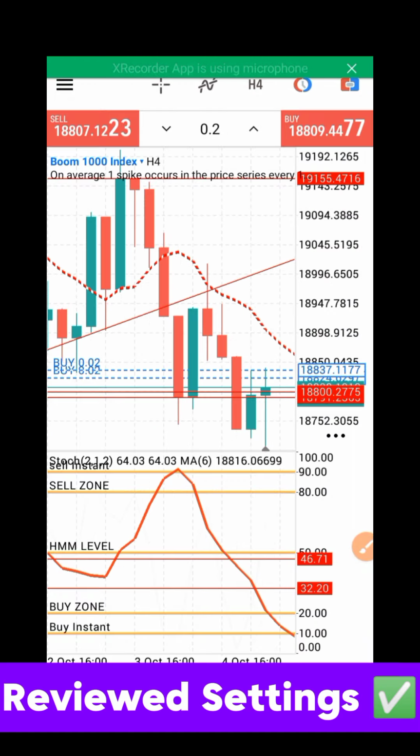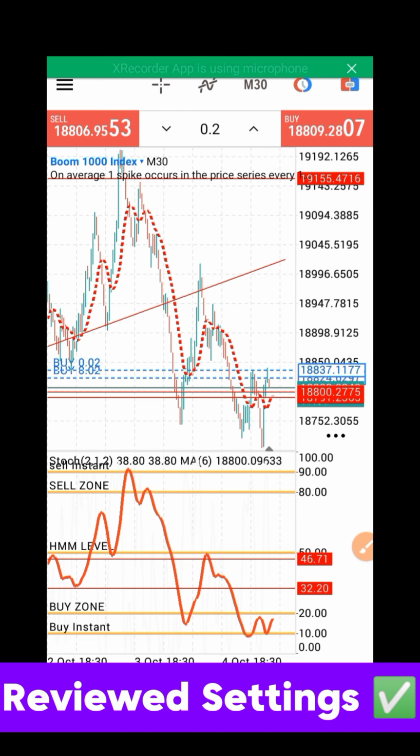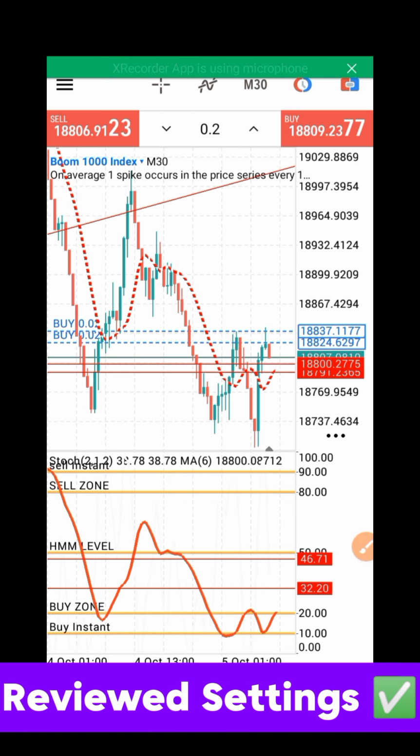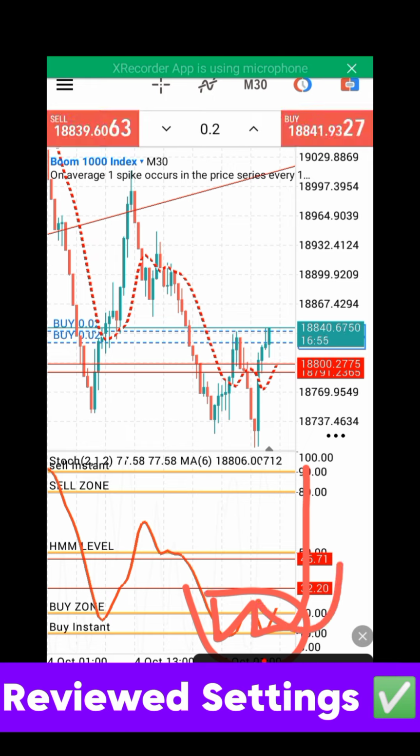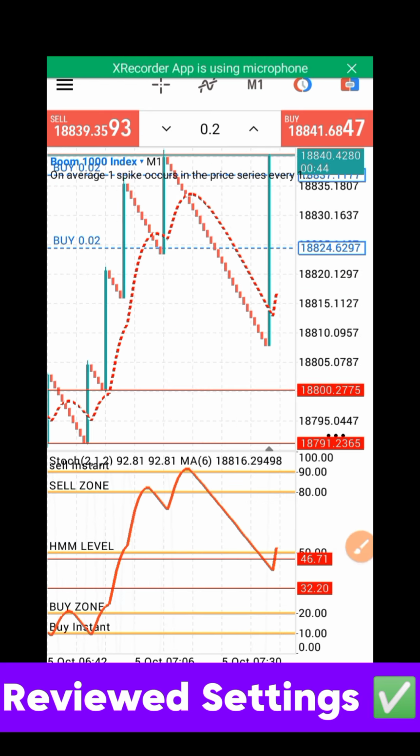What are the review settings? If you go to the 30-minute time frame, this is the time frame I used to enter my trade. You see, I've gotten a nice W here, which is equivalent to the market heading upward. And as I'm just talking to you now, market just spiked. That is what I want you to understand with boom and crash, and with this strategy.